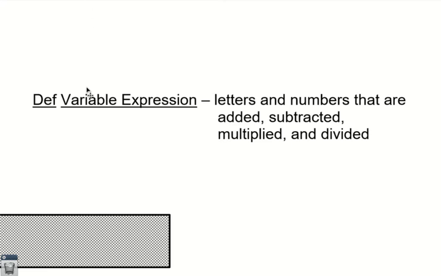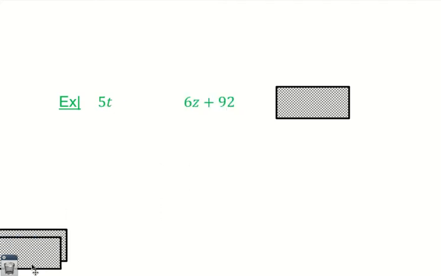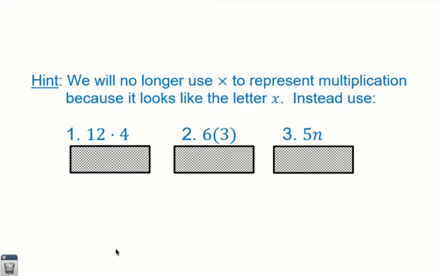But a variable expression has letters, numbers. There could be some addition involved, a plus sign, a minus sign, other operations, whatever. Example, 5t is an expression. 6z plus 92, that's a variable expression. 4 minus b over 3. All variable expressions. Notice how there's no equal signs. And again, always pause the video if you need to.